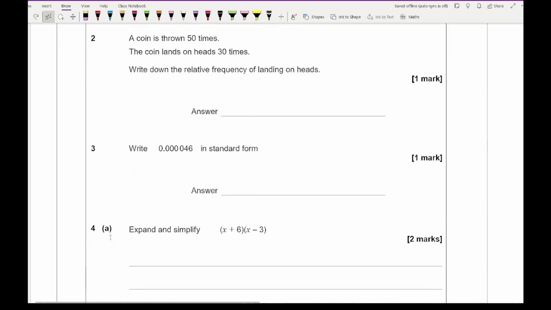Moving on to question 2, it says that a coin is thrown 50 times, it lands on a head 30 times. Write down the relative frequency of landing on a head. Now with relative frequency it's all about experimental probability based on trials I've actually done. So it's going to be 30 over the total number of times, which is 50, and we can simplify that fraction. So it's 3 over 5, which is the correct answer.